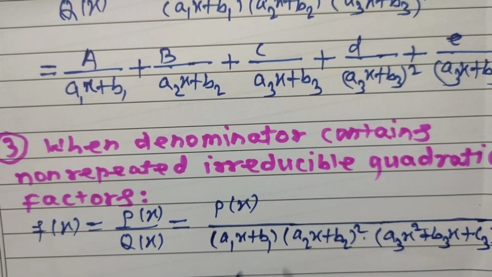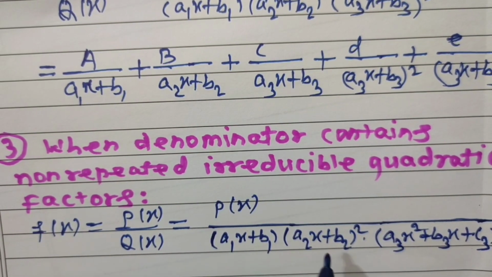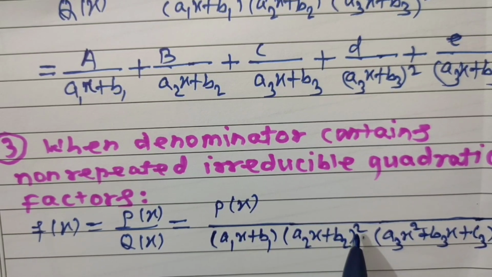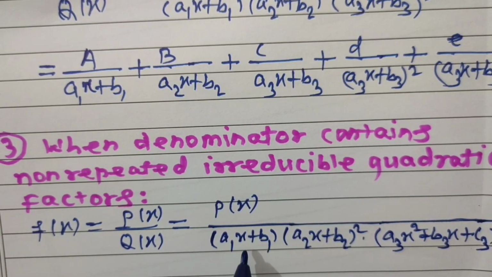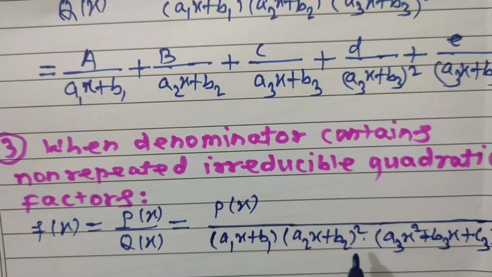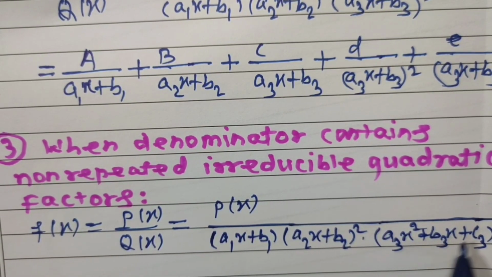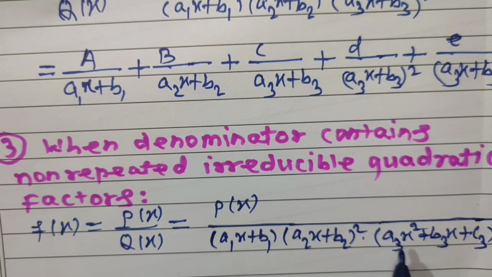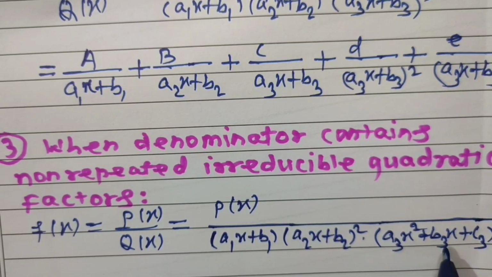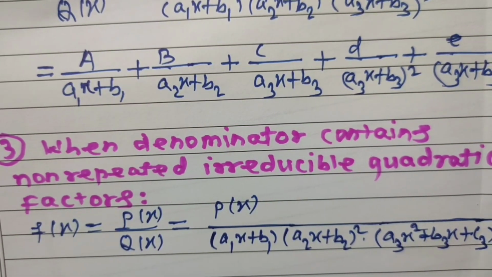Here we are assuming this is a linear factor, non-repeated. This linear factor is repeated for 2 times. For this linear factor you have to apply type number 1. For this repeated linear factor you have to apply type number 2. And this is a quadratic factor but which is irreducible, means its linear factors we can't find. So for this you have to apply type number 3.